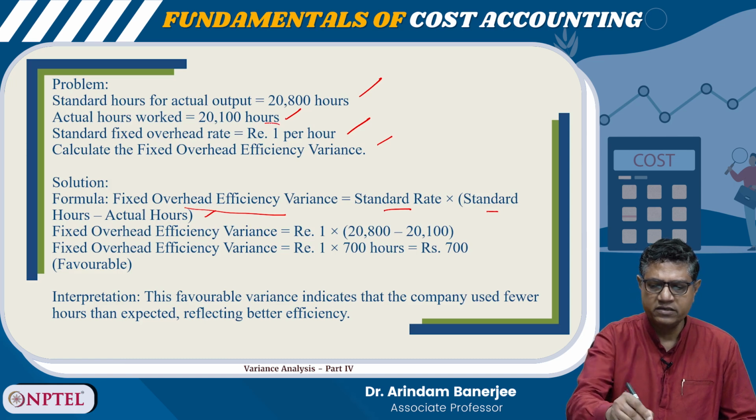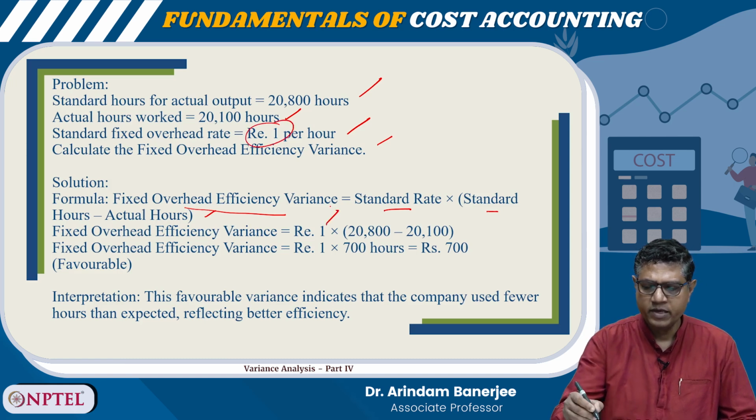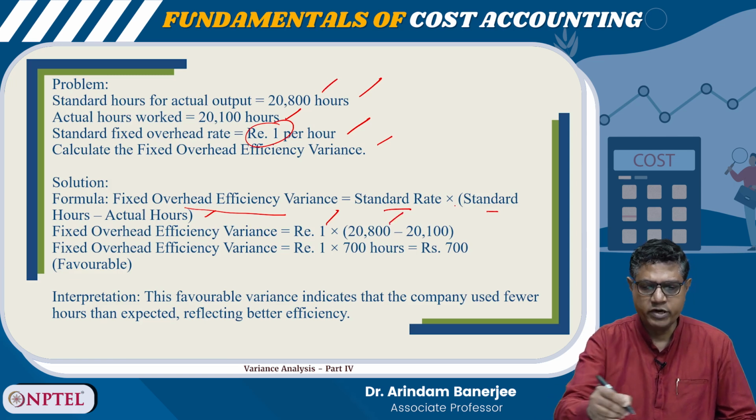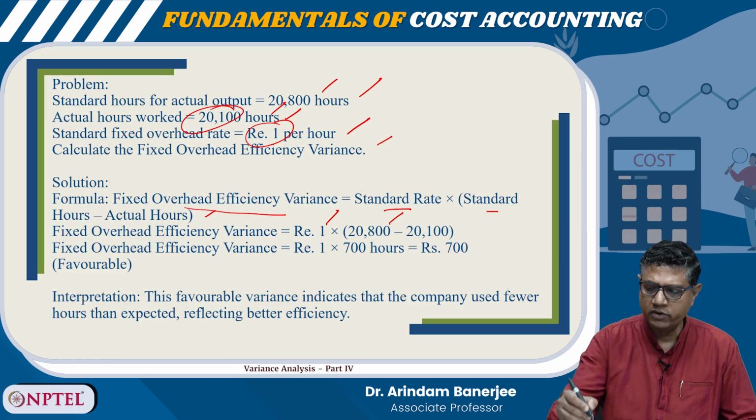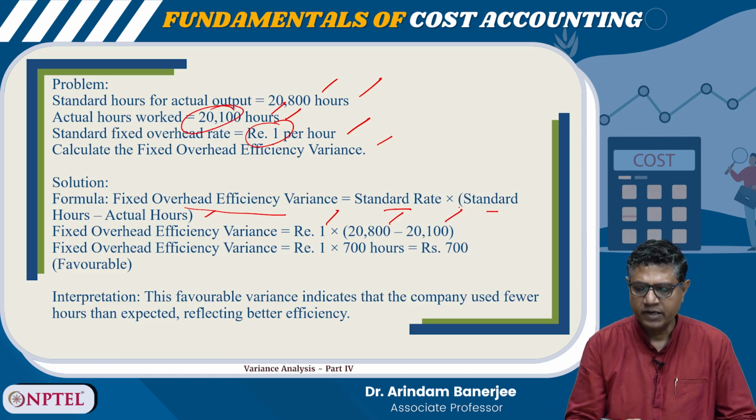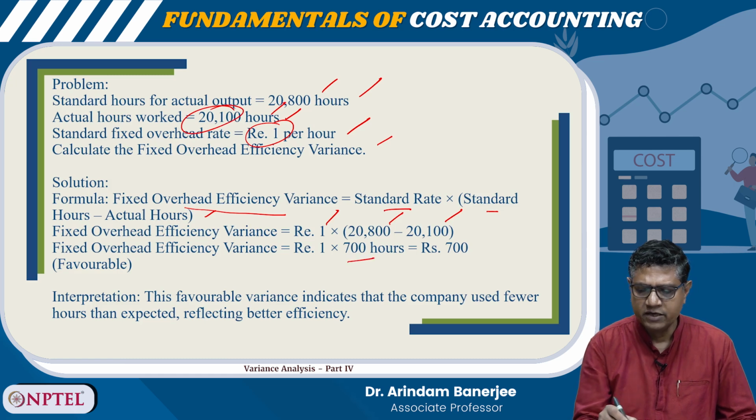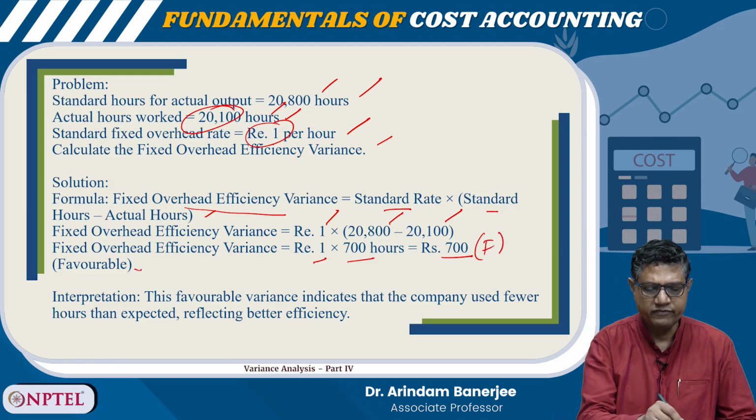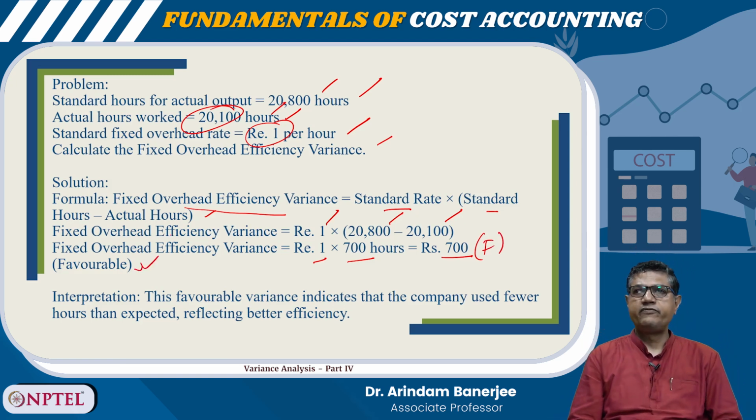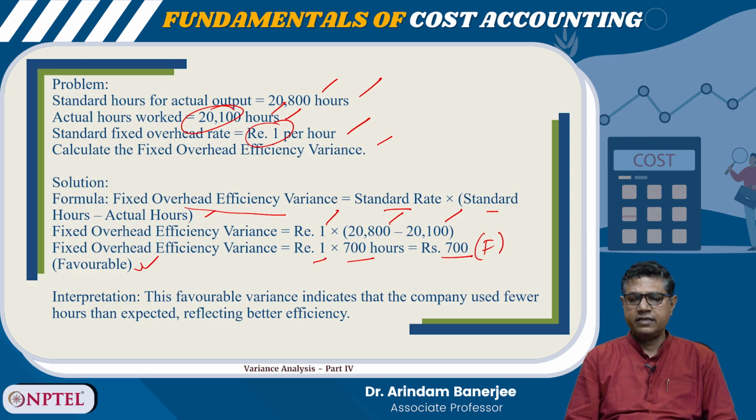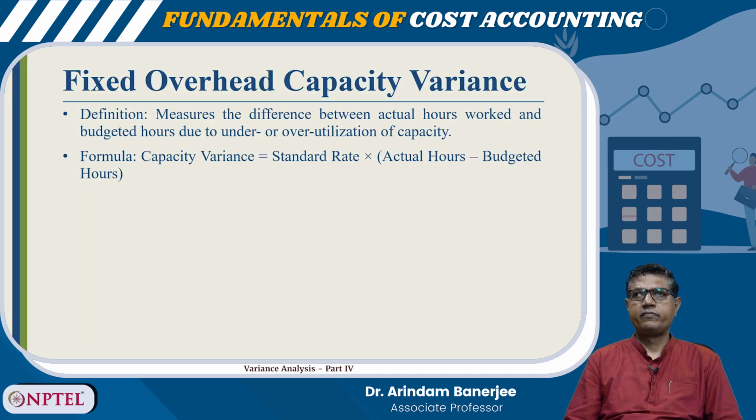Standard rate is given here, rupee 1. So, rupee 1 into 20,800 standard hours minus 20,100 actual hours worked, right. So, actual hours worked is less, so the difference is 700. So, rupee 1 into 700, it is favorable, right. Fine. This favorable variance indicates that the company used fewer hours than expected, reflecting better efficiency, right.